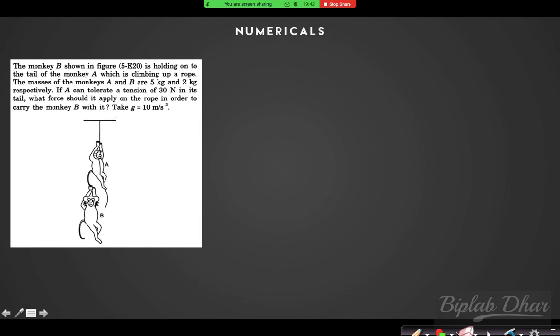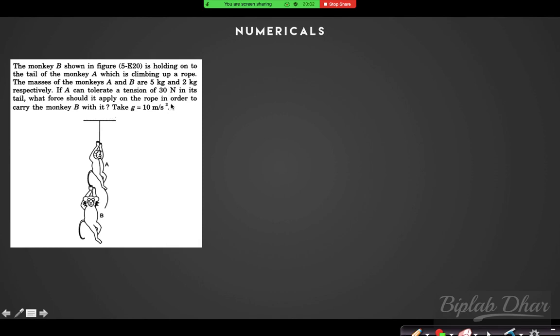Sir, is this answer like the force needed to be given is between 70 to 105 Newton? Yes, good. That should be the answer of this question. No, you have to find a limit for that. It's a range. There should be a lower limit and upper limit.